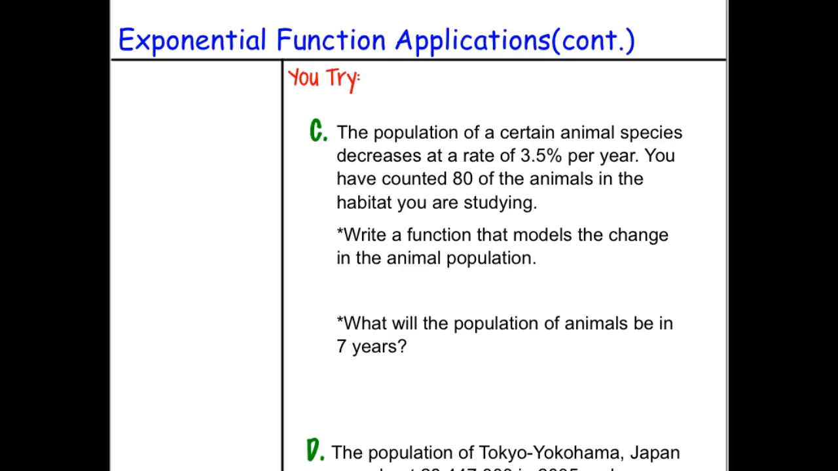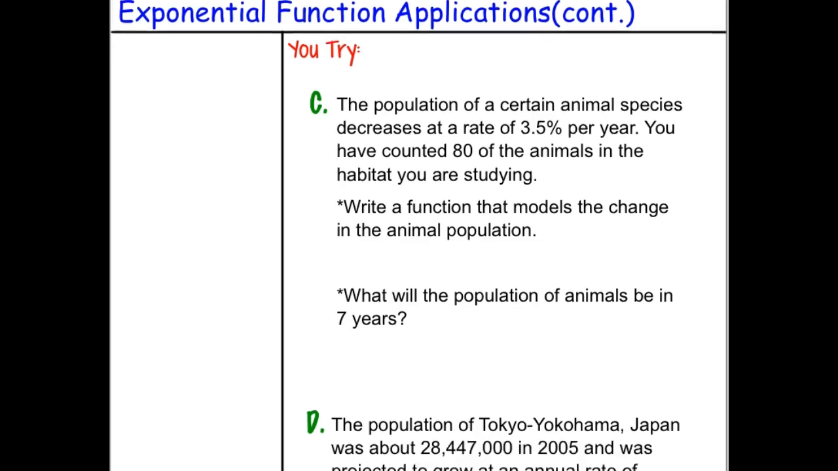So now, as you might have thought, that's what you have to do. So we have this first one with the population of a certain animal species decreasing at 3.5% per year, starting with only 80 in the habitat. Write the function. What will the population of animals be in 7 years?